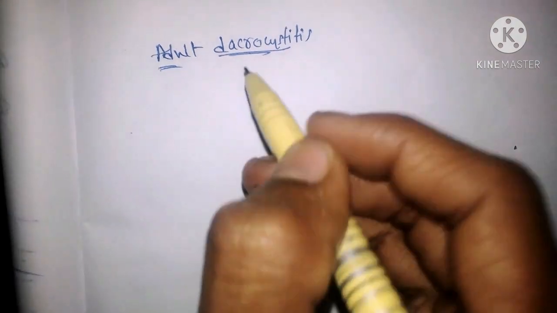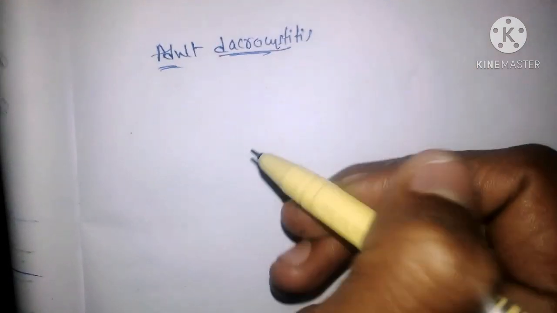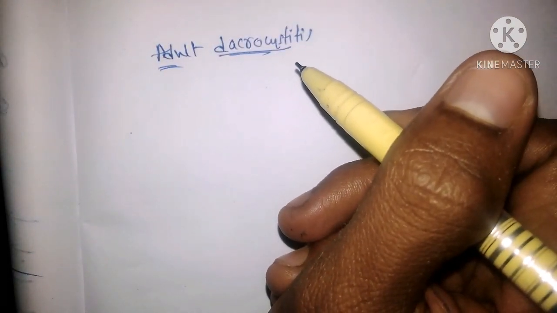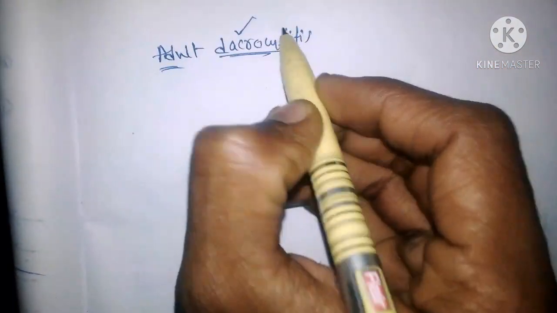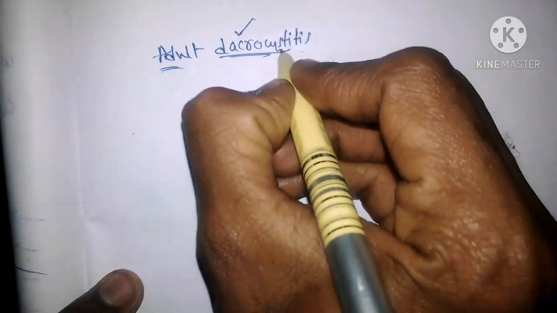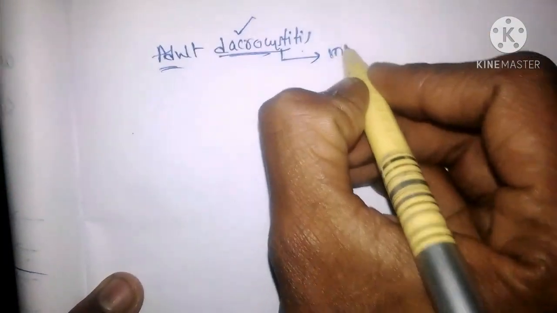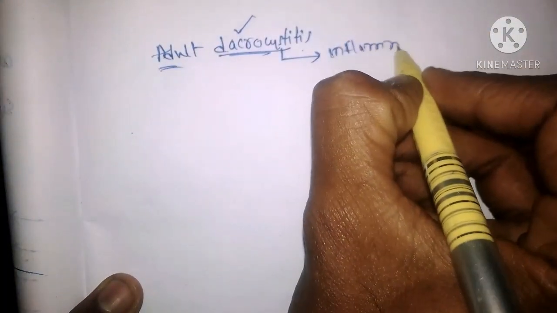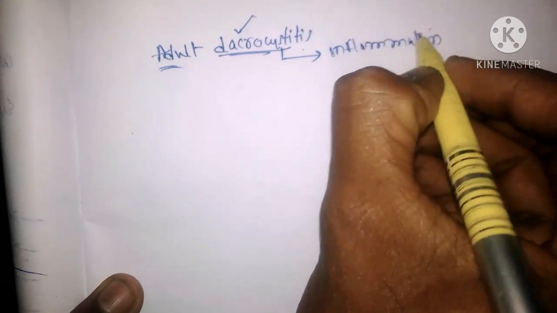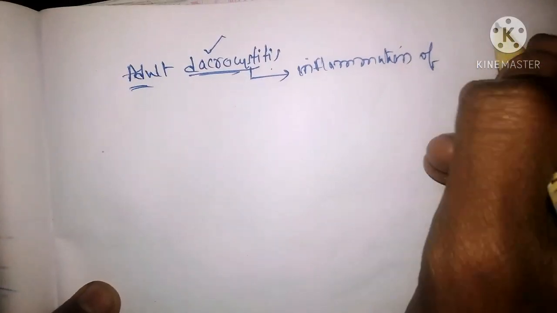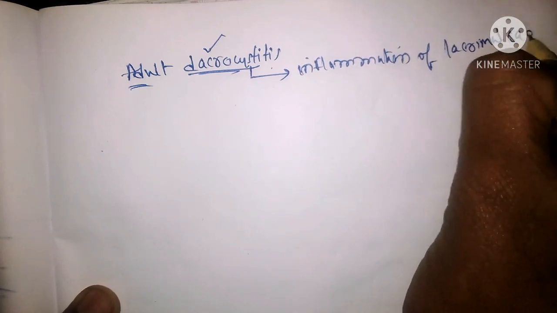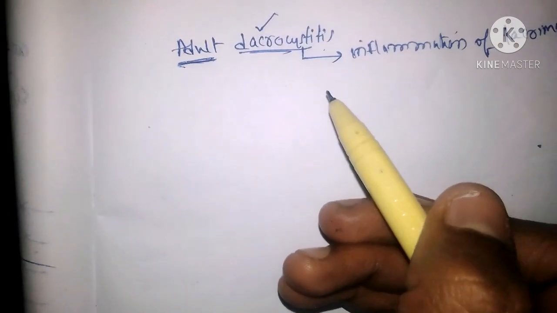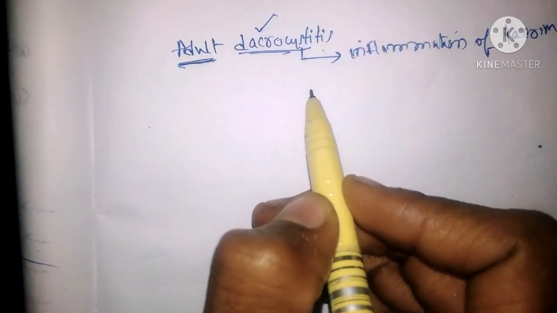Let us discuss adult dacryocystitis. As the name itself indicates, dacryocystitis means inflammation of the lacrimal sac, right? This is seen in adults. If it is seen in adults, then it is adult dacryocystitis.